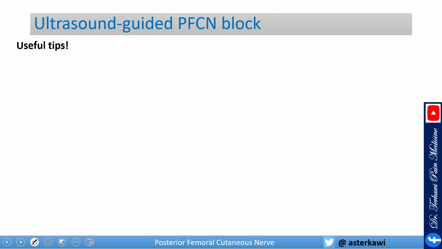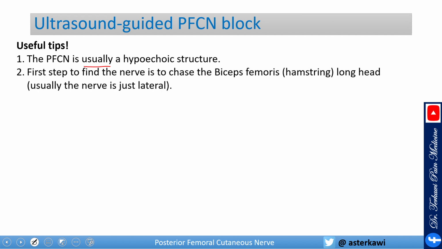Okay, so let's jump in and see how we do the block. Before I show you some pictures, let me give you a few tips that I found useful. First, the posterior femoral cutaneous nerve is usually a hypoechoic structure. Again, I say usually because there is nothing 100%. The first step I usually do is to find the nerve by chasing the biceps femoris, the hamstring long head, and going up. Usually the nerve is lateral to the biceps femoris. I'll show you a few pictures here.